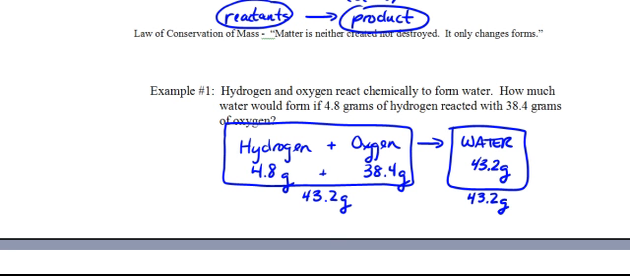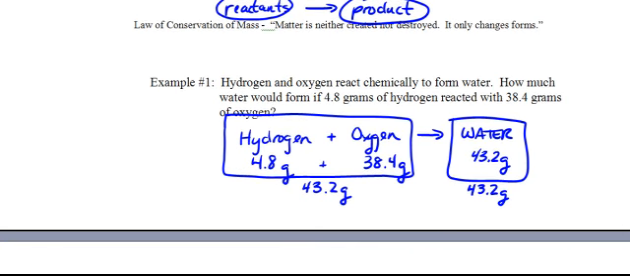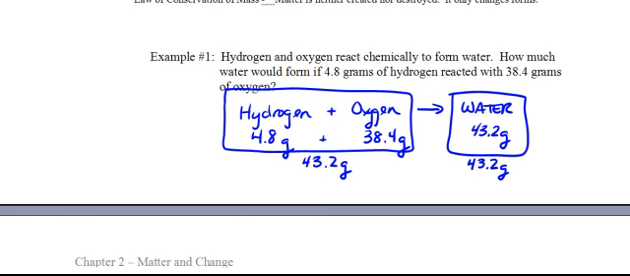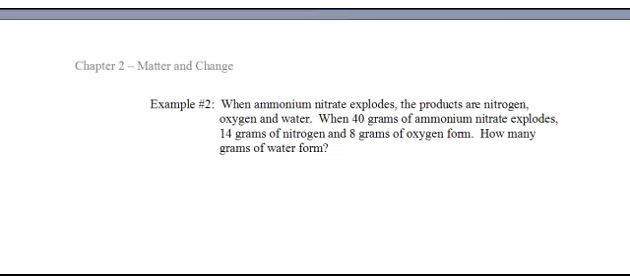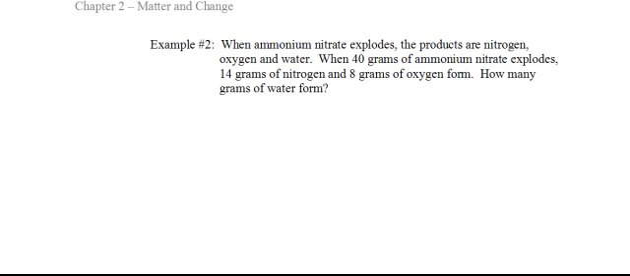Try another example. Scroll down. There we go. Okay. Example number 2. When ammonium nitrate explodes, the products are nitrogen, oxygen, and water. Alright, so let's go ahead and write this out. We have ammonium nitrate. That's all you're starting with.